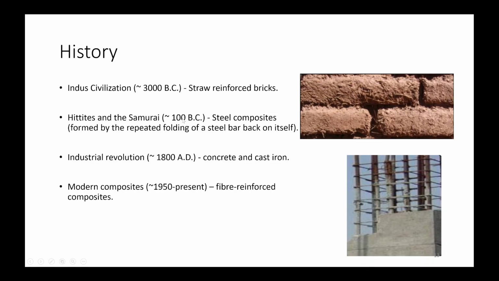And 100 before Christ, steel composites were formed by repeated folding of a steel bar back on itself. And during the Industrial Revolution, 1800 AD, concrete and cast iron were used. And now in modern composites, from 1950 to present, we mainly use fiber reinforced composites.